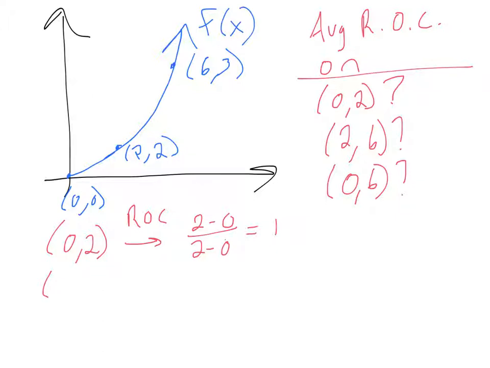From 2 to 6, the rate of change. Do you think it's going to be bigger or less based on the function? Is it increasing faster? Is it getting steeper or shallower? It's getting steeper, so is it increasing faster or slower? It's increasing faster, right? Because the slope is getting bigger.